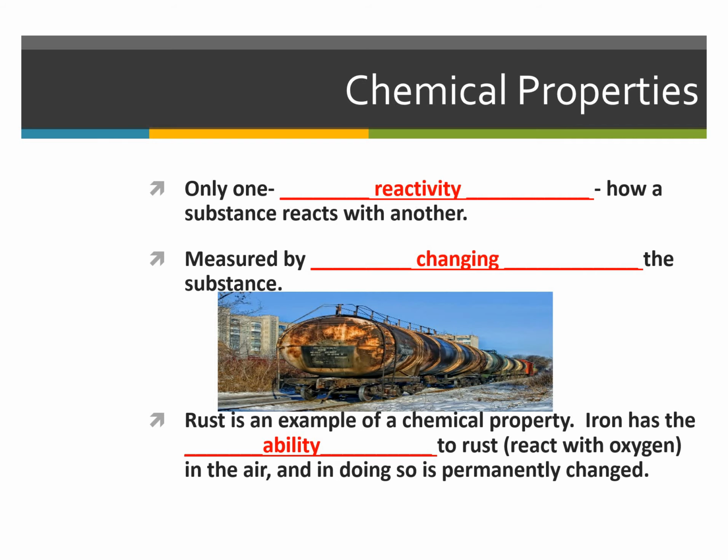The picture right here is an example. It's a train that's been rusted. Rust is an example of a chemical property. Iron has the ability to rust, which means it's reacting with oxygen in the air. And in doing so, it's permanently changed.